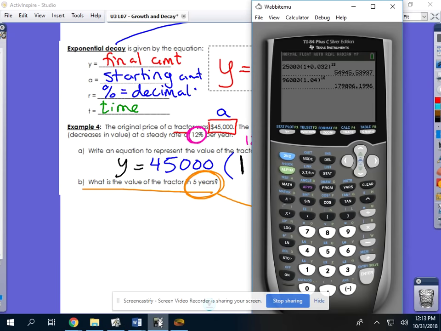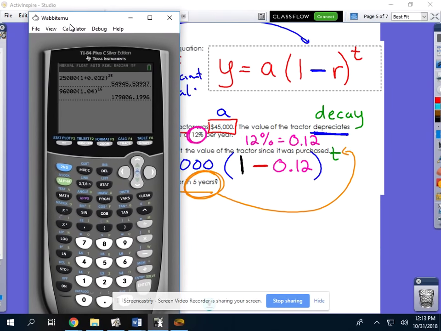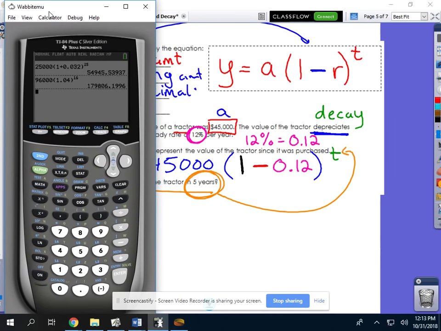So grab your calculators. Grab your calculator and let's start plugging in. I'm going to clear out what I've got. 45,000, open parentheses, 1 minus, instead of plus, 1 minus 0.12, close the parentheses, all raised to the fifth power. So take a second, type that in yourself. Get the practice of doing so. Hit enter, and here we go.